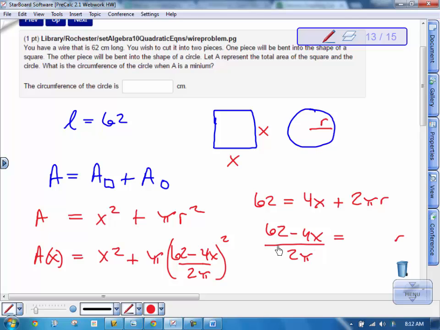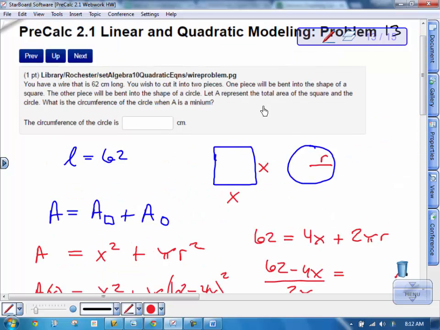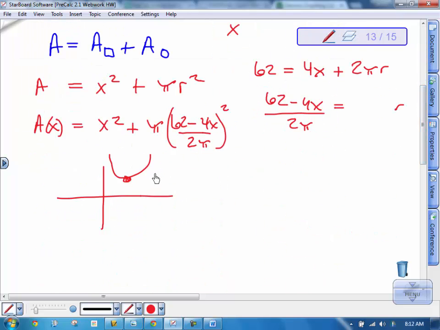And that'd be squared. So what I've got here is an area formula in terms of x, which I can graph. I don't know what it looks like, but there's some minimum value somewhere in there, a local minimum, that I'm looking for because they want me to minimize the area. So I'm looking for that minimum point. Once I find that point, let's say it's (2, 4,000).